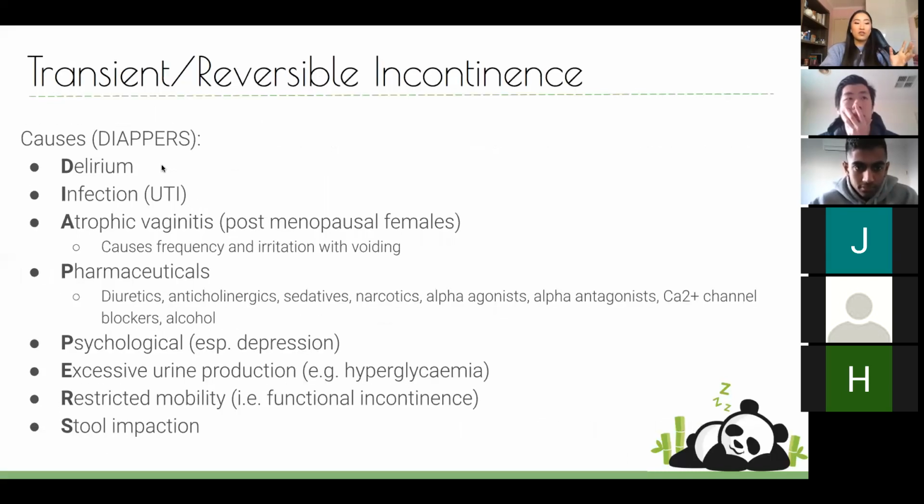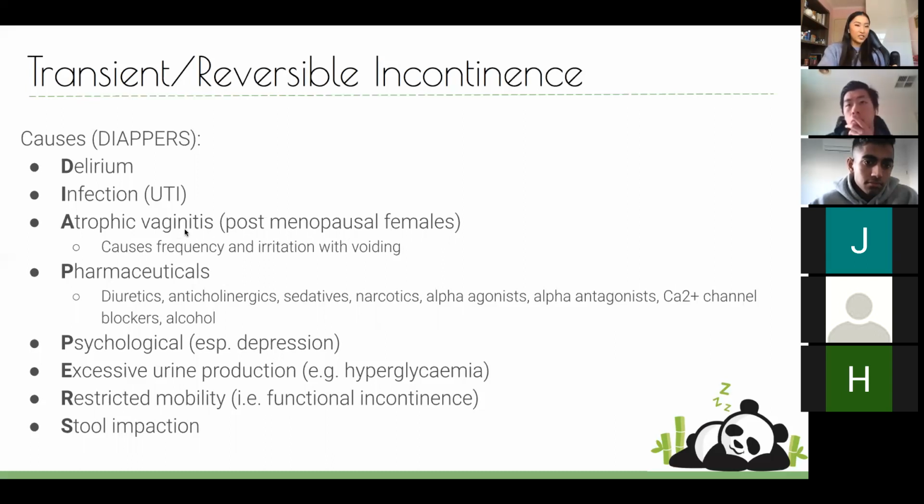There is a mnemonic for transient or reversible incontinence. There are irreversible and reversible types, reversible being temporary changes that you can get rid of, but that will cause incontinence in the moment. Delirium is kind of reversible or irreversible, because it depends on whether the delirium is reversible. Infection: when someone has a UTI, remember the classic presentation is painful, frequent, smelly urine, and if the frequency means they can't get to the toilet in time, it can cause incontinence.